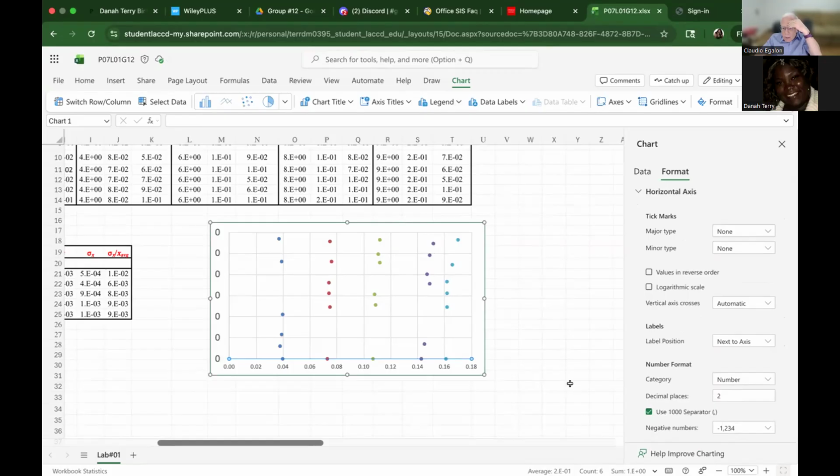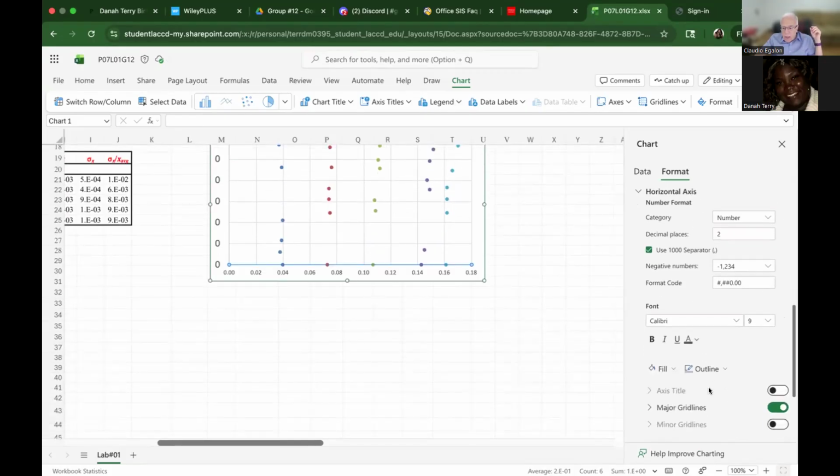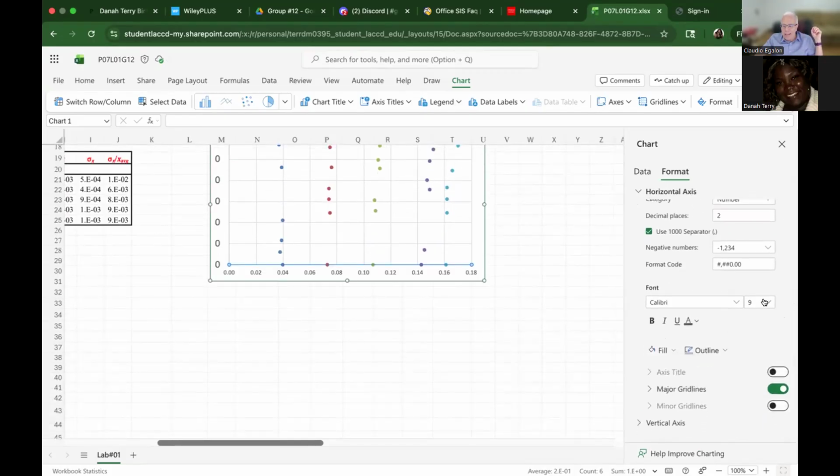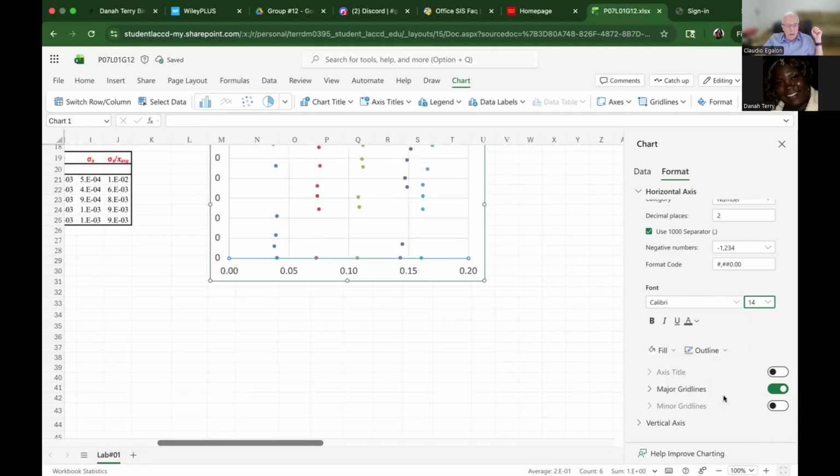Go down, go further down. I think I saw font size there. Oh yeah, see that font, Calibri, size 14. Good. Okay, so you have everything in the pane. My computer doesn't have all that stuff in the pane, right? So it's slightly different.